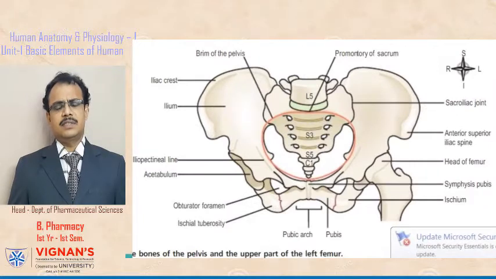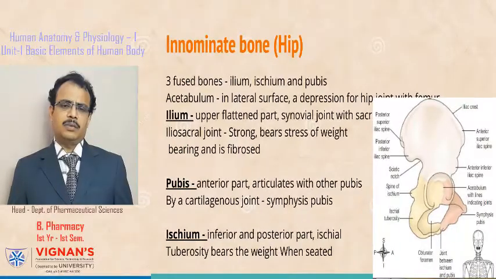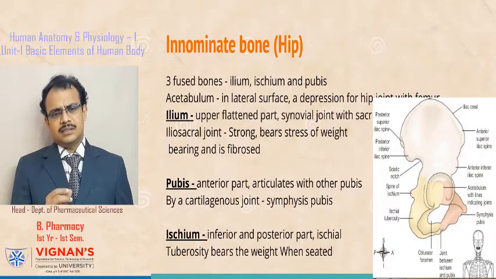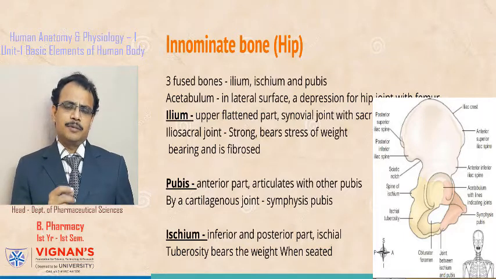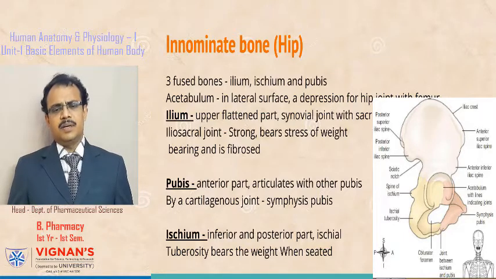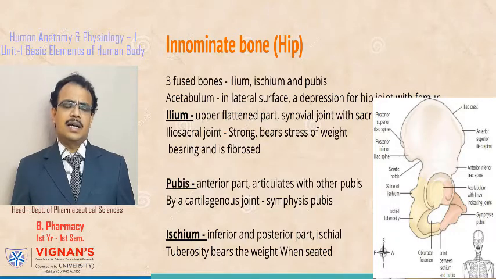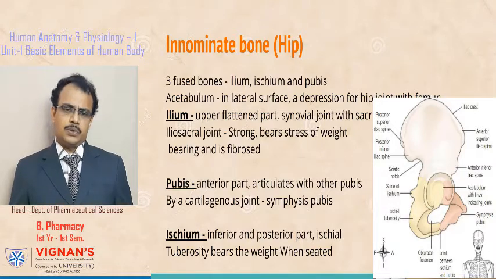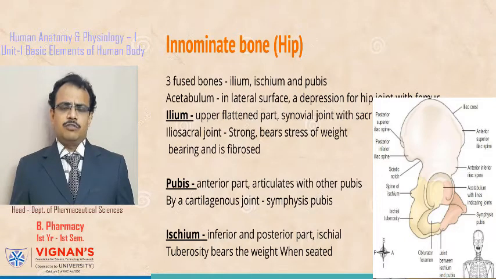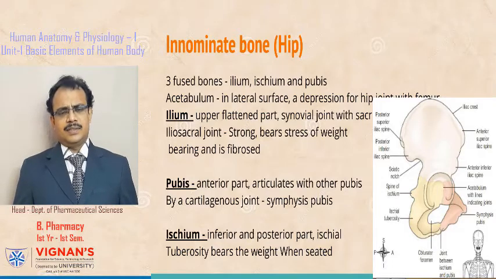The pubis, which is present anteriorly, fuses with the pubis of the other innominate bone and forms a cartilaginous joint, and this is called the symphysis pubis. The ischium, which is present posteriorly and inferiorly, has a prominence called the ischial tuberosity, and this ischial tuberosity is the one which will bear our weight when we are seated on any flat surface.